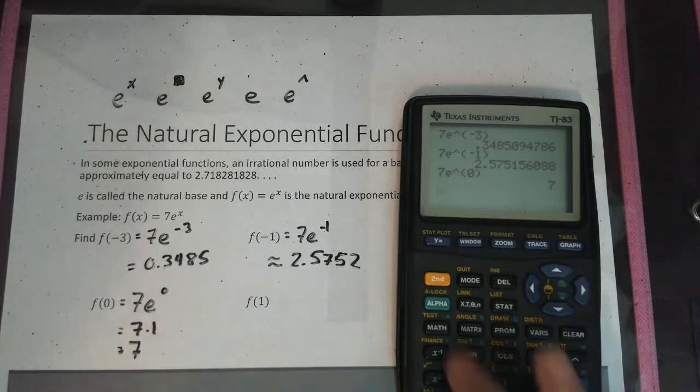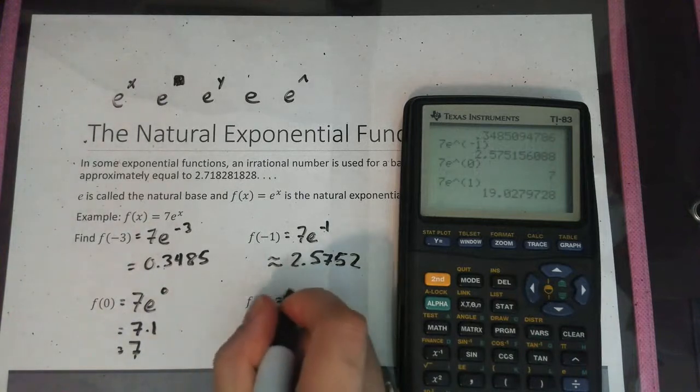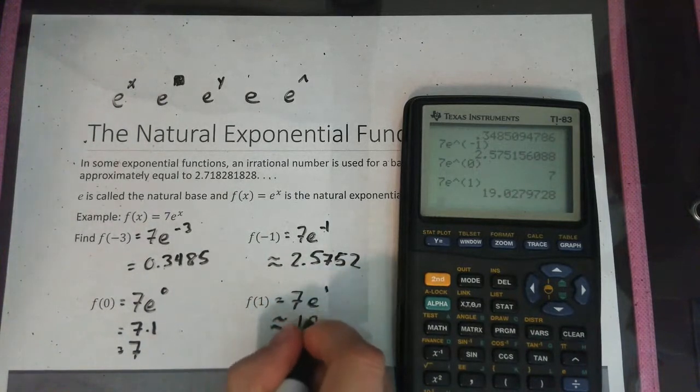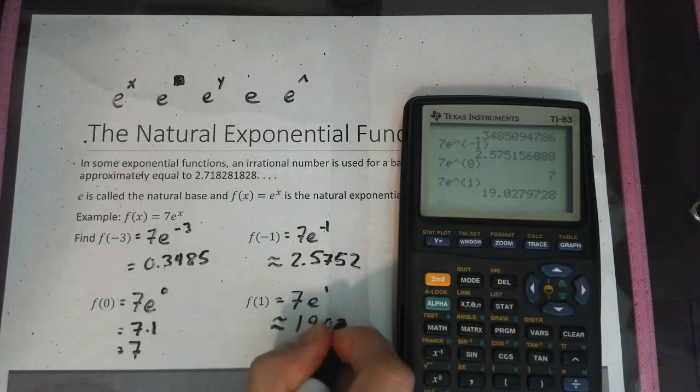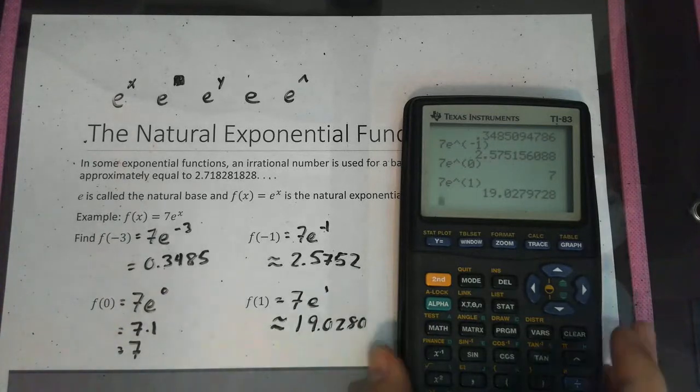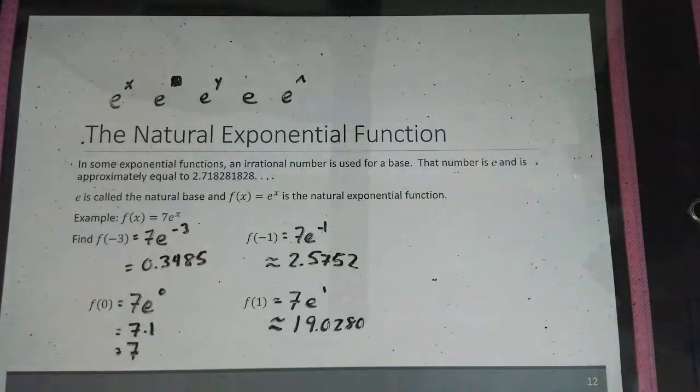Finally, f of 1 will be 7e to the 1st. And 7e to the 1st power is about equal to 19.0280. So right now we're just rounding out to 4 decimal places, getting an idea and a feel for how to use this e button, practicing using it. So make sure you can find that.